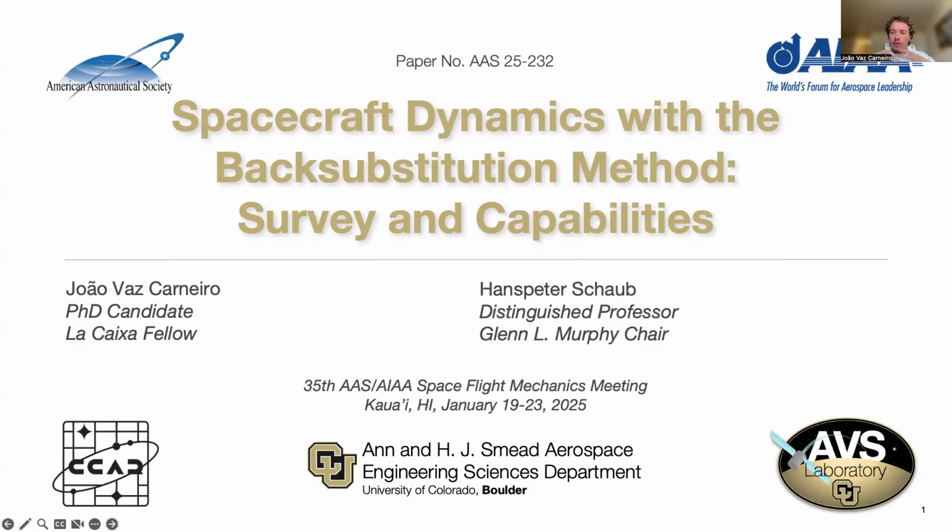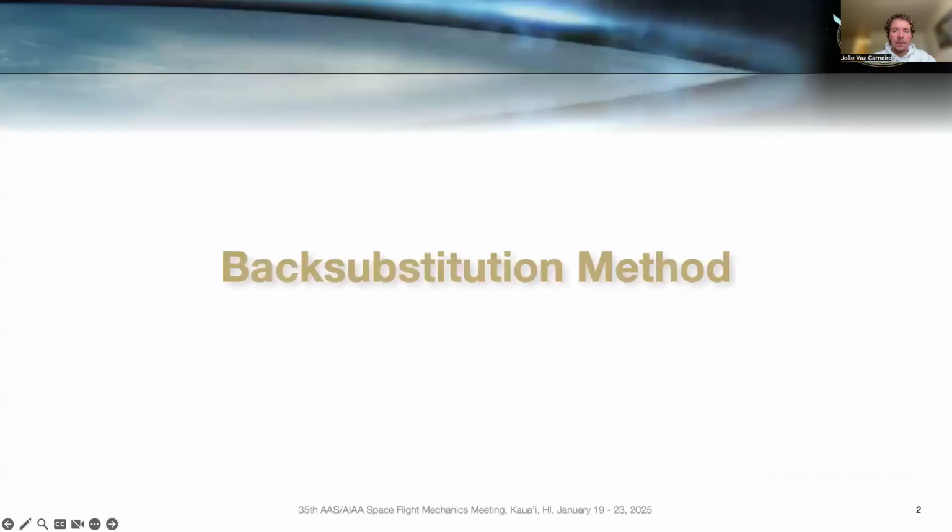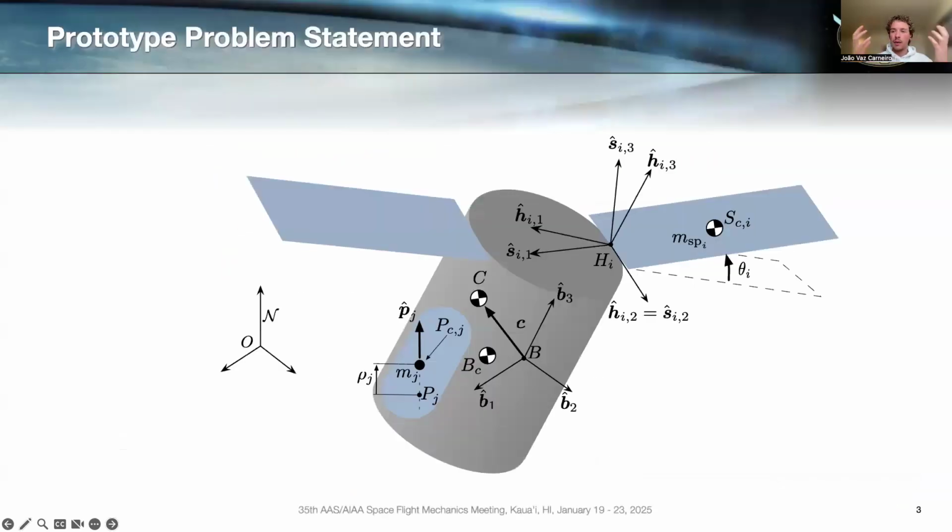So today I'm going to be talking about the backsubstitution method. I'm going to do a little bit of a survey and also talk about its capabilities and limitations. And the backsubstitution method is nothing else but a formulation, or a way of writing the equations of motion, that under certain assumptions gives us very powerful capabilities, namely very fast speed and modularity. But let's just jump right into it with the prototype problem statement.